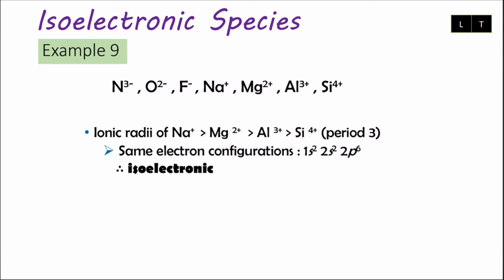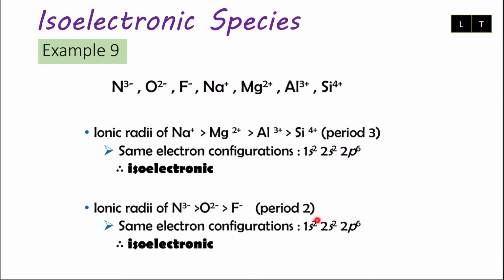For negative ions, I have them based on period 2. So you can see I have N3-, O2- and F-. They all share the same electronic configuration as well. That's why these 3 ions are isoelectronic to one another. You can see that the species with the most negative charge will have the larger size. That is why N3- is the largest compared to F- in period 2.